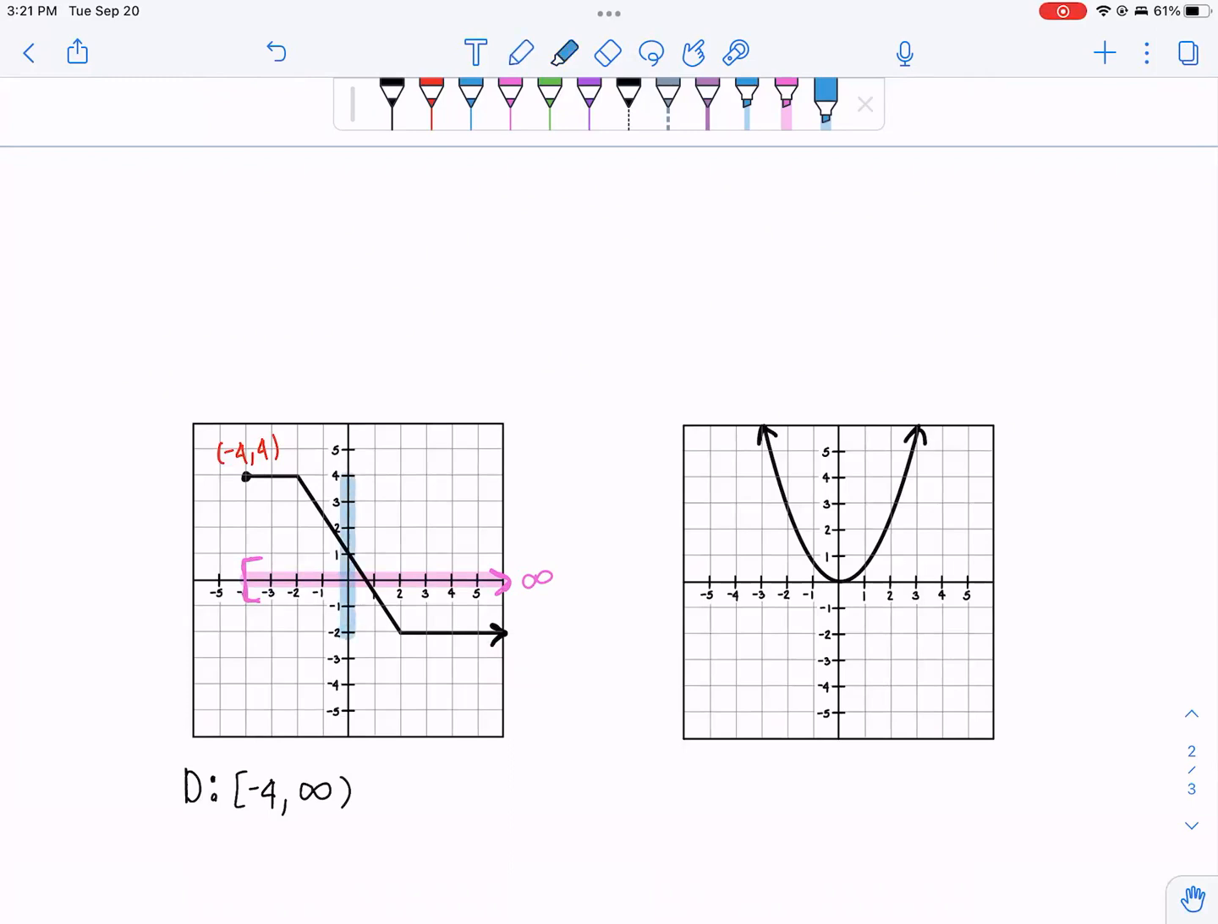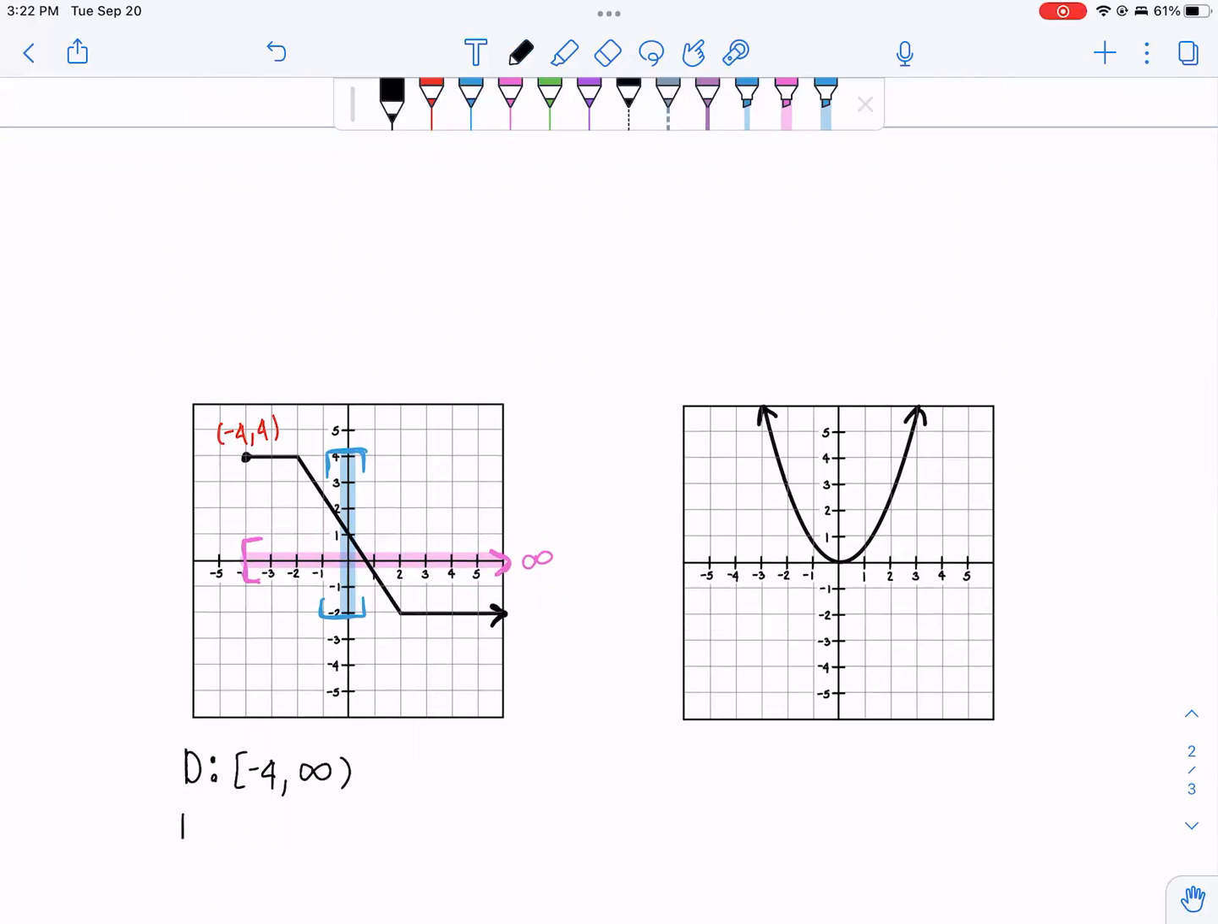The y values, the range of possible y values. Down here, there are many points that have the y value -2, so we are including -2. And it goes all the way up to 4, and there are points with the y value 4. So our range is -2 to 4.